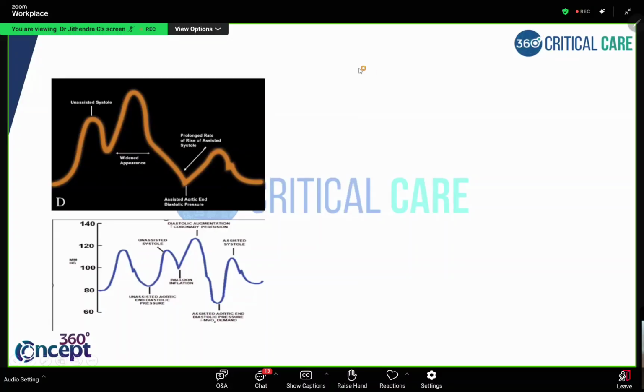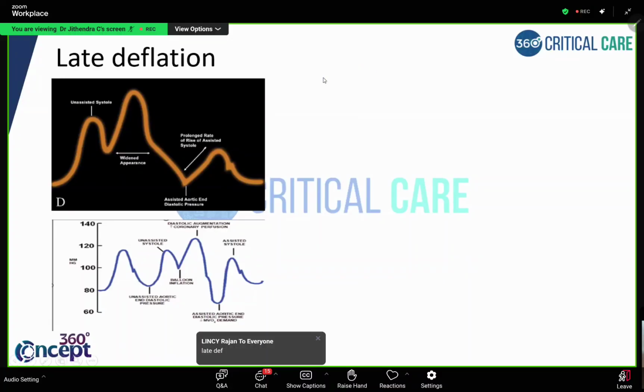So this is the thing. What is happening here? Anybody? This is late deflation. You can see very late it is getting deflated. I mean, it is easy. Obviously there are only 4 errors in timing, and I finished 3 of them. So it is easy, but in the exam you should appreciate the waveform. Only then will you come to know.